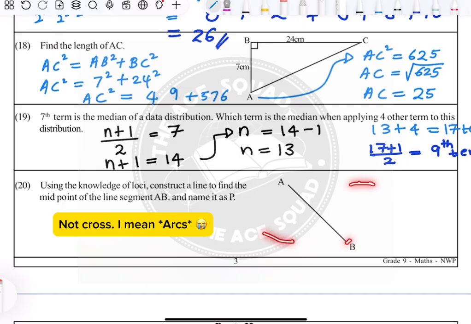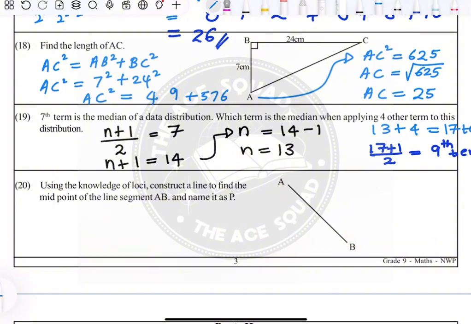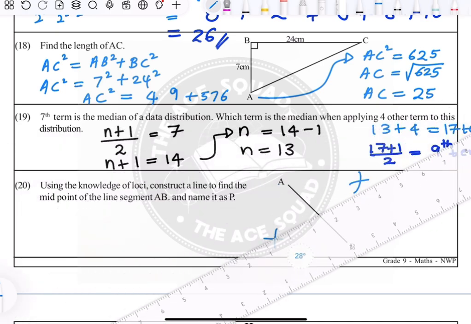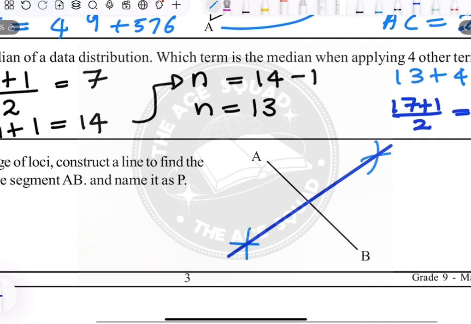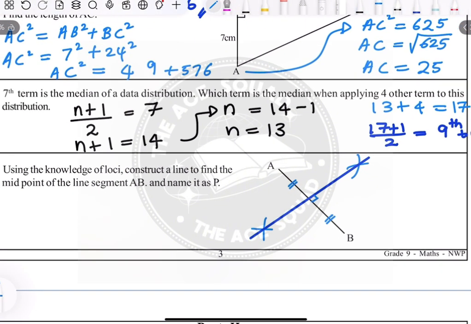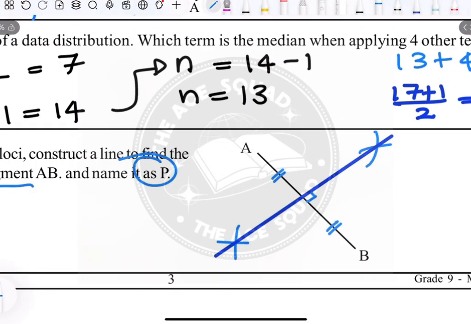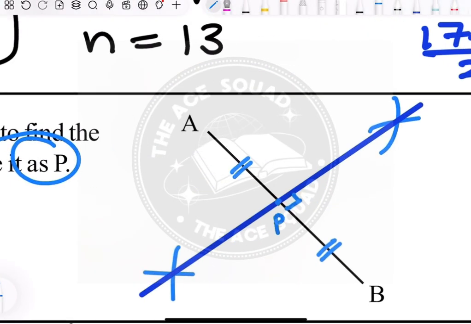Thereafter, without changing the width of the compass, keep A as your center and put another 2 crosses up and down. That way you will have 2 crosses at the top and the bottom. Thereafter, keep a ruler and join these. When you join, you will find this line AB divided into 2 equal parts by the perpendicular bisector. So this part is going to be equal to this part. They are asking you to find the midpoint and name it as P. So this particular point, let's mark it as P. Hope that's clear.